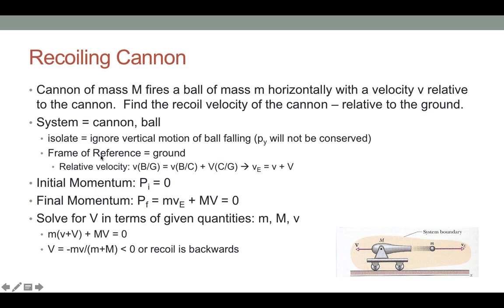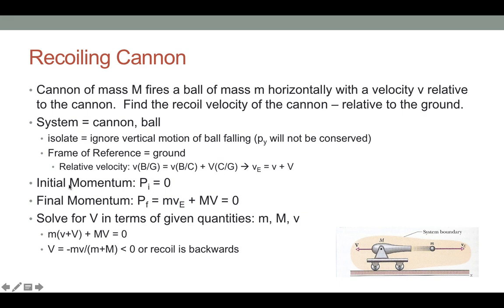One thing that makes this problem a little bit different is we have to be careful of our frame of reference. We're going to measure the momentum before and afterwards relative to the ground. However, the velocity we are given is relative to the cannon. So we need to use our relative velocity relation. So the velocity of the ball relative to the ground, which is what we want, because we're going to measure momentum relative to the ground, equals the velocity of the cannonball relative to the cannon, that's what we're given, plus the velocity of the cannon relative to the ground, that's what we want to find, that recoil velocity of the cannon.